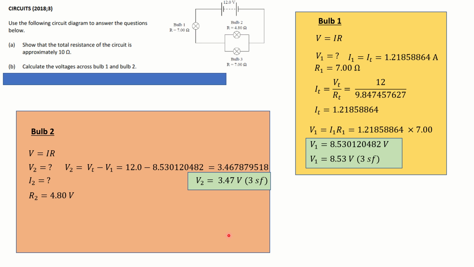This question will get you an achieved point if you get the current correct or either bulb voltage correct. So the current up here or either bulb voltage correct. Get a merit point if you get both voltages correct, this one and that one.